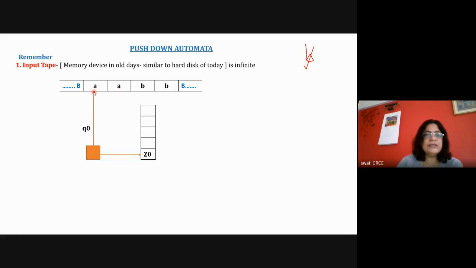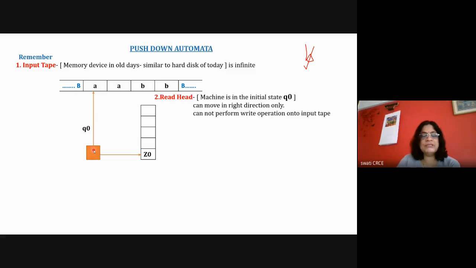Now the machine's initial state is this: there is a read head, and the machine is initially in the state Q0. After reading the symbol, by default the head pointer will go to the right, and now the read head is ready to read the next symbol. So the machine works this way, similar to DFA and NFA. In DFA and NFA also it works the same way: it can only perform a read operation, it cannot write onto the input tape. And after reading the symbol, by default it goes to the right.